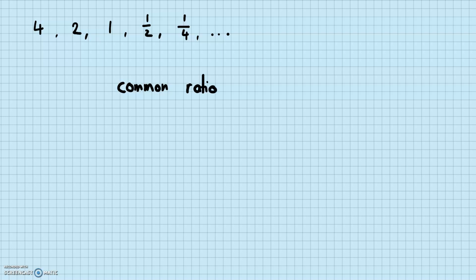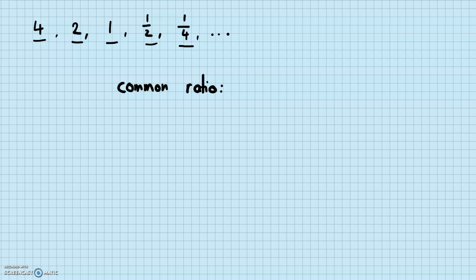Let's look at another example. Let's say we have an alternating sequence like this: 4, 2, 1, 1/2, 1/4. Okay, what do you think is the common ratio for this sequence? Now this is different from the other sequences that we've looked at because the terms are getting smaller, and you can use the same rule to find the common ratio.